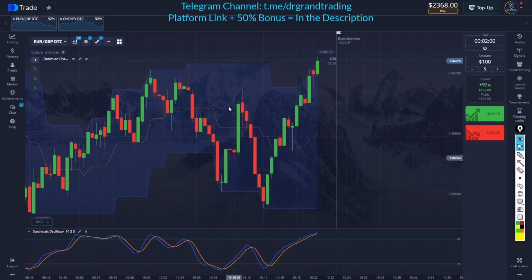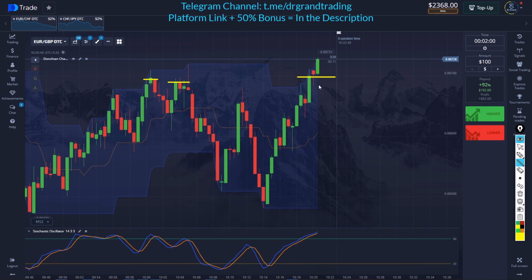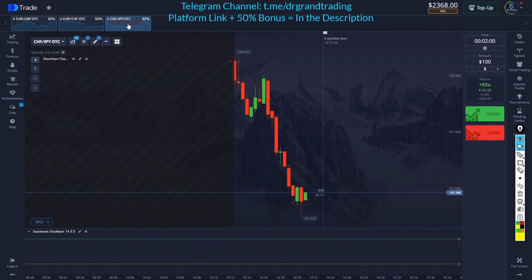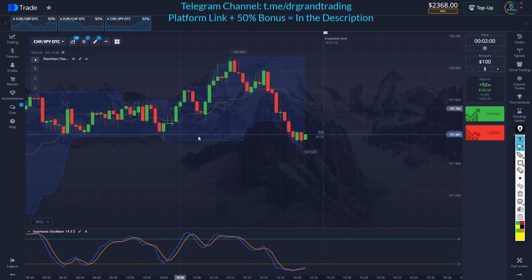Okay, in this case, we have this resistance area, we got this candle, but still we don't have this intersection. So in order to have this intersection, we need a very good rejection from the sellers, and then we can enter the trade. Okay, we still don't have the intersection. Okay, it seems that we have this intersection right here.